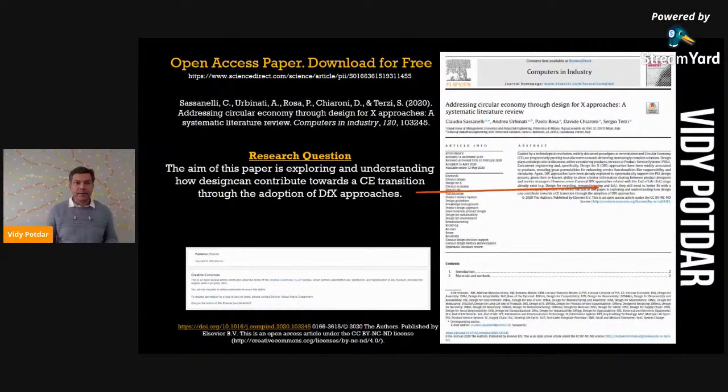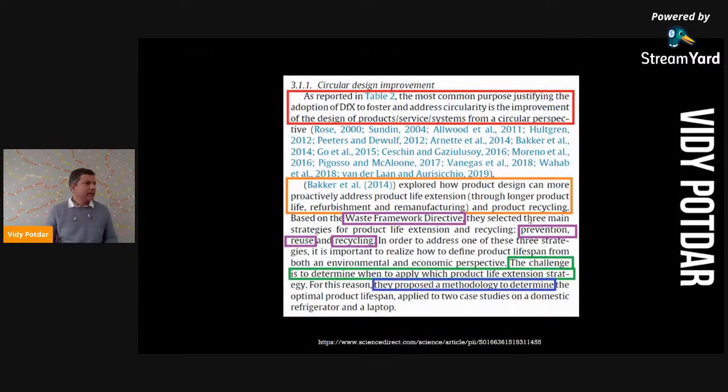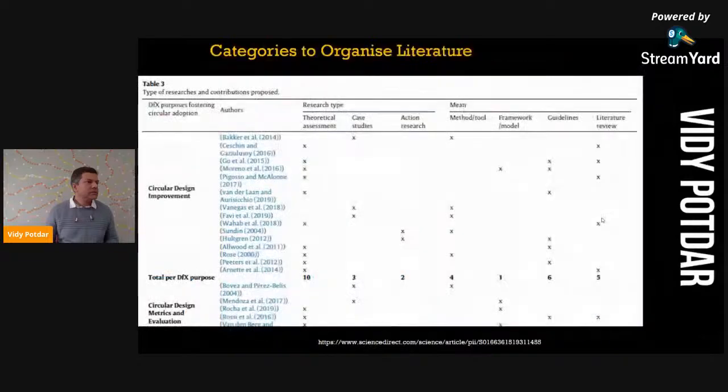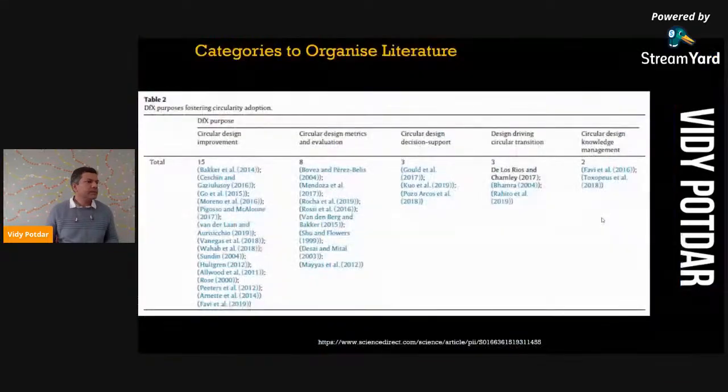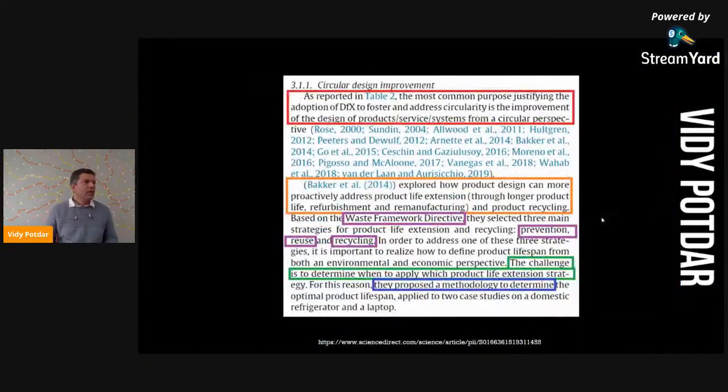So this is the second paper, the second case study. Again, the link to this article is in my previous video, so you can fetch it from there. Let me just quickly check. If I remember correctly, in this paper, section 3.1 on circular design improvement was part of how they have structured the paper.